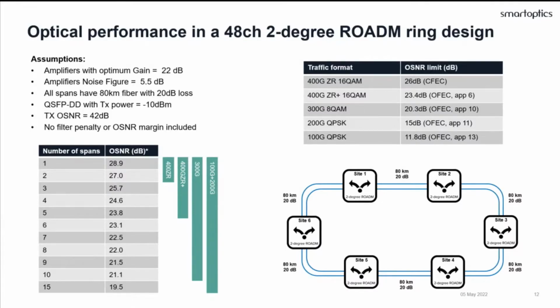If we look on the other hand at the 400 gig when you run it with oFEC instead, when you have 23.4 dB OSNR to relate to, then you can actually go 5 hops across a network like this.